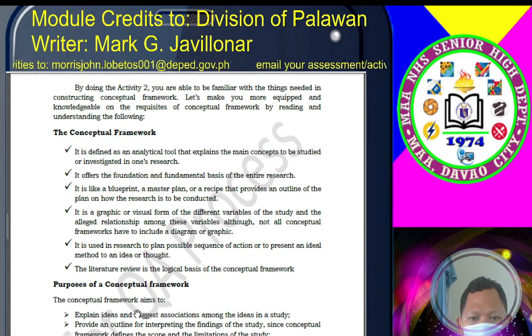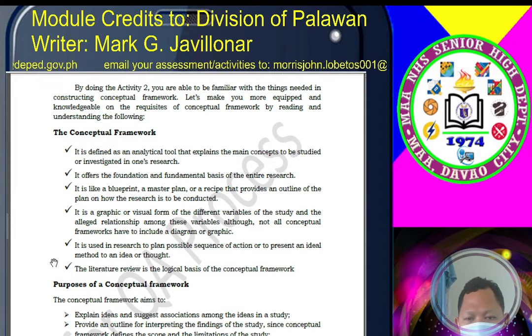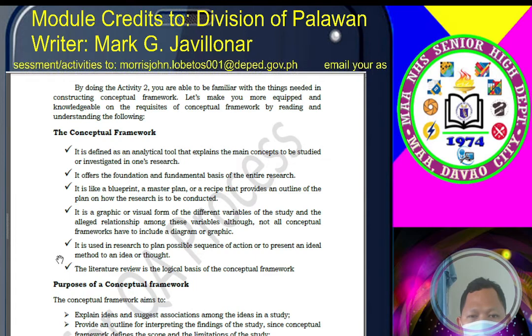Next, the literature review is the logical basis of the conceptual framework. So that's why you need to read literature first before having your study. You must have a pre-reading about the topics that you want to research. So after you read, for example, 20 articles, that's the time you decide that you will have this research title. So have first a background of your topic.